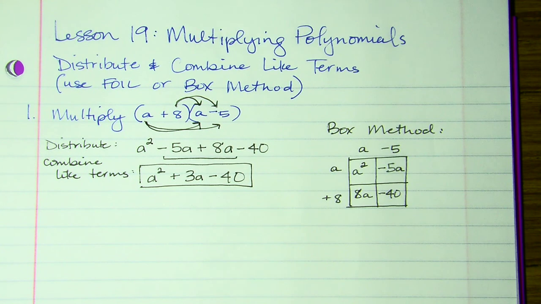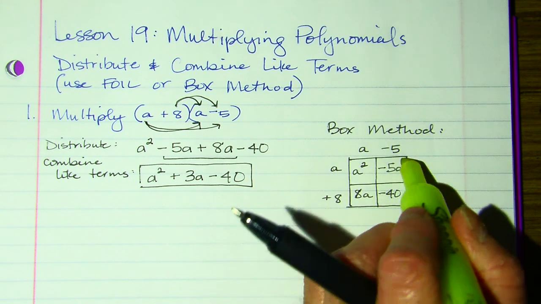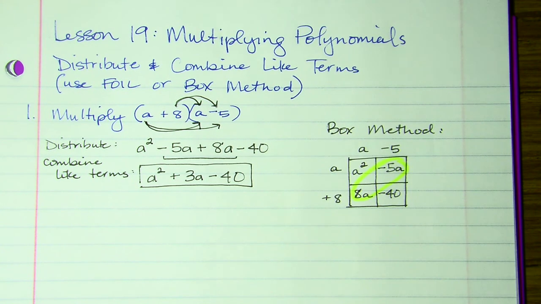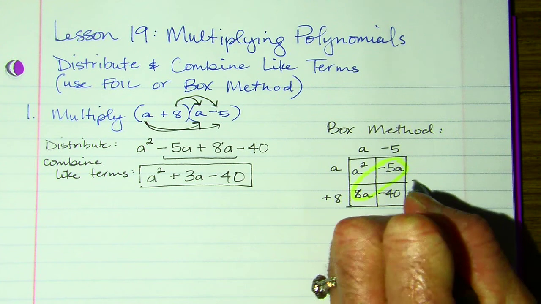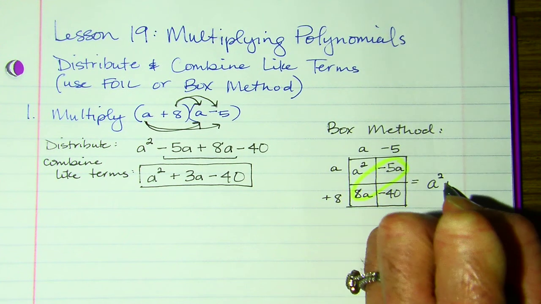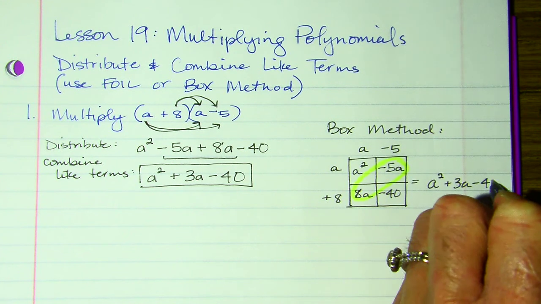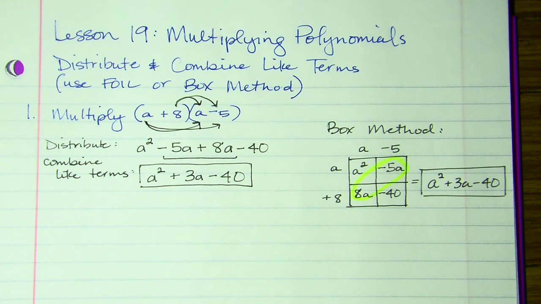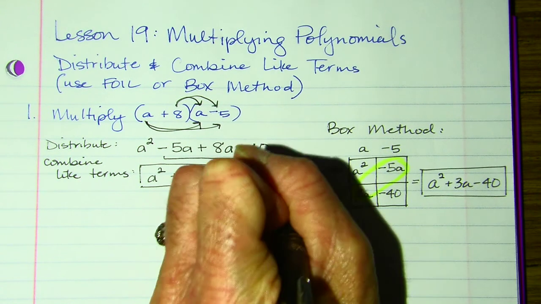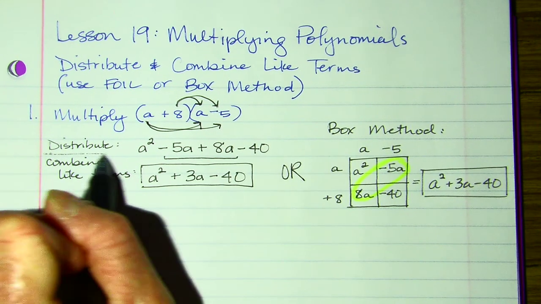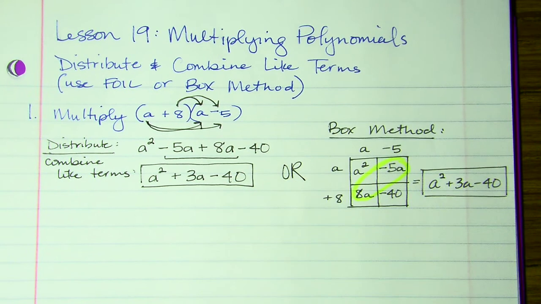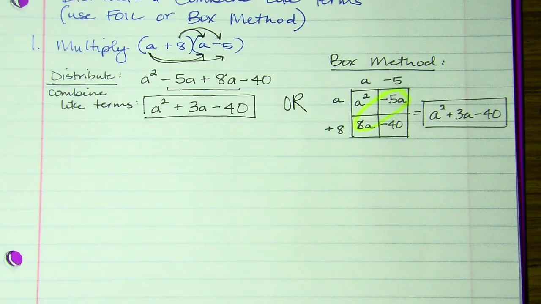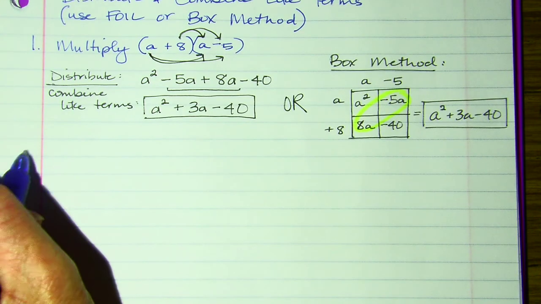And then still I would combine like terms, which in this case are these terms here. So my answer is still a squared plus 3a minus 40. So you pick the method that you are most comfortable with and that makes the most sense to you. So you can distribute or you can use the box method. Your choice. Okay? Let's try one more together.